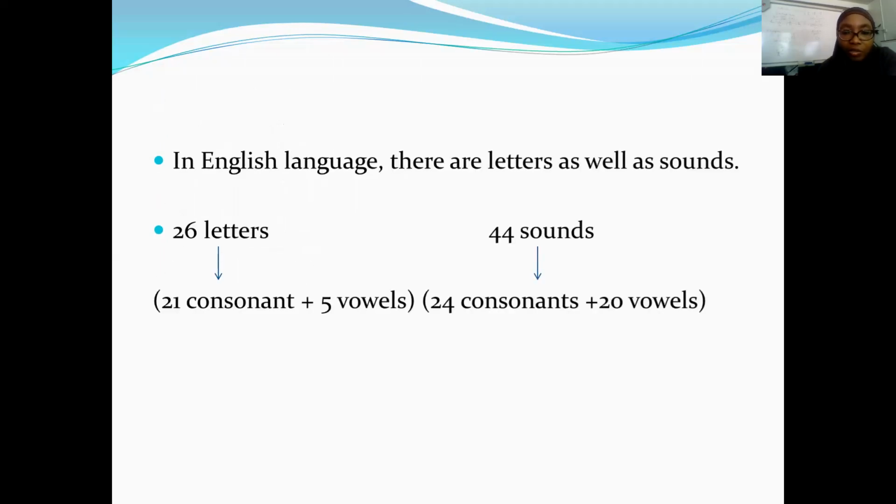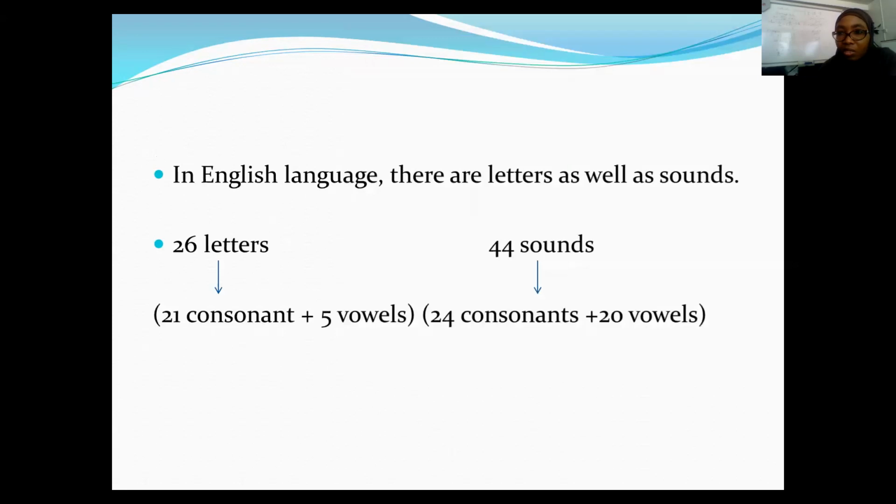Now let's take it back a little bit. In English language, there are letters as well as sounds. Of course, you all know your 26 letters of the alphabet, A to Z. From the 26 letters, we have 21 consonants and 5 vowels. For the sounds, we have 44 sounds, divided into 24 consonants and 20 vowels. I'll repeat again: for the purpose of this lesson, we're looking at consonant clusters in terms of sounds.